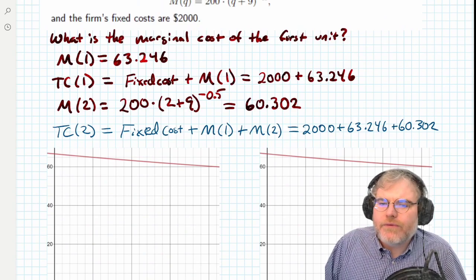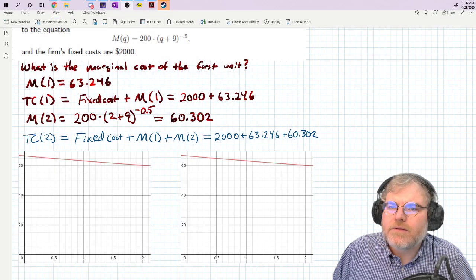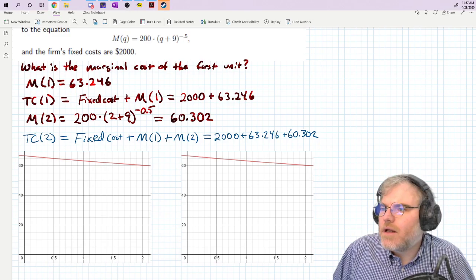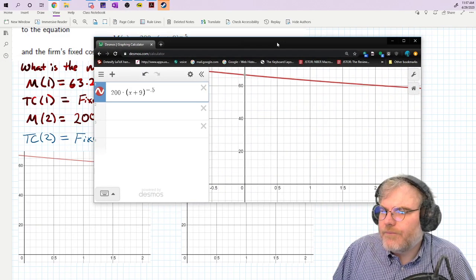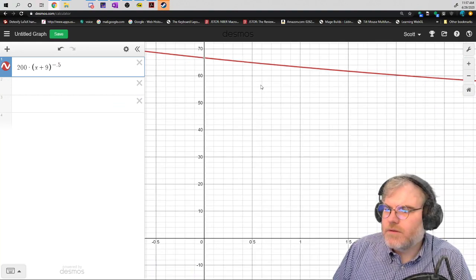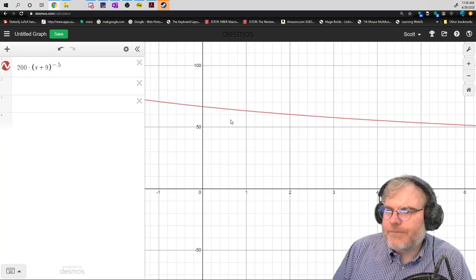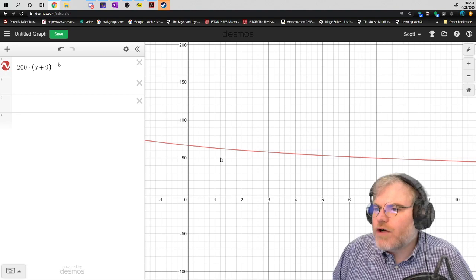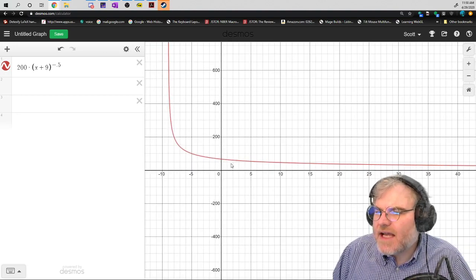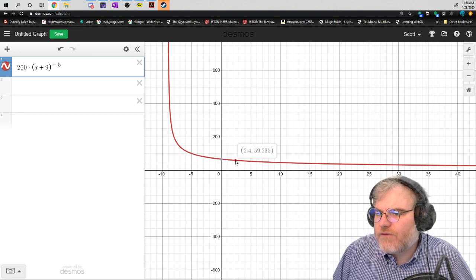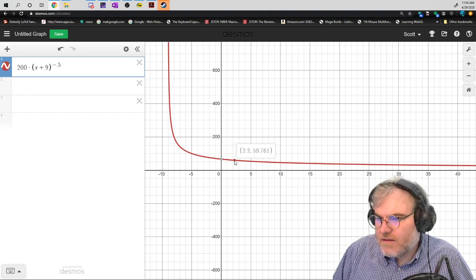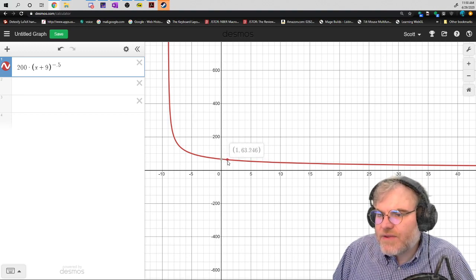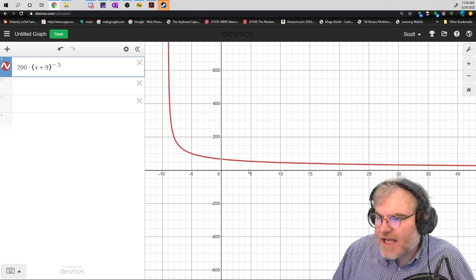If we bring up Desmos, we can see the whole curve. Right? And the idea behind this curve is that at the margin, not the total cost, but the marginal cost gets cheaper and cheaper. It's more expensive to produce the first gallon of gasoline. Right? It costs $63 to build the first gallon of gasoline.